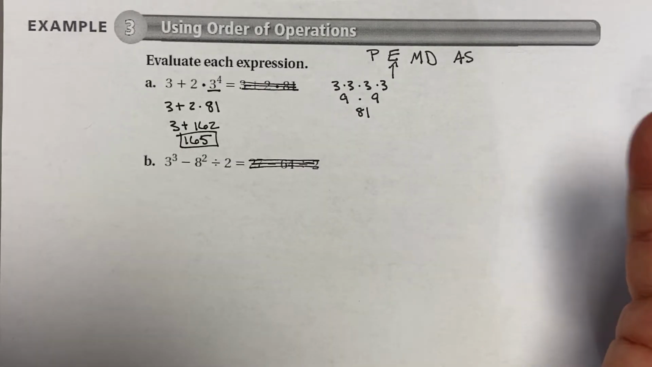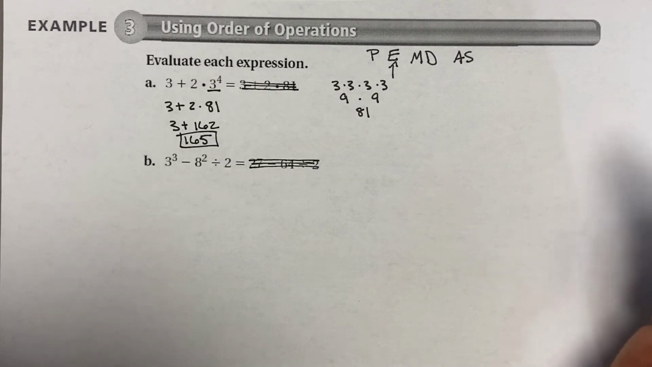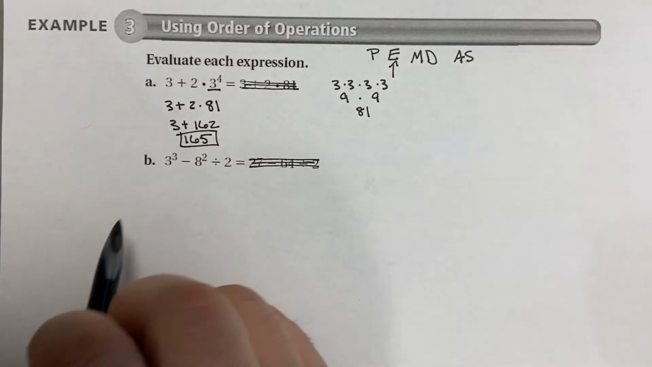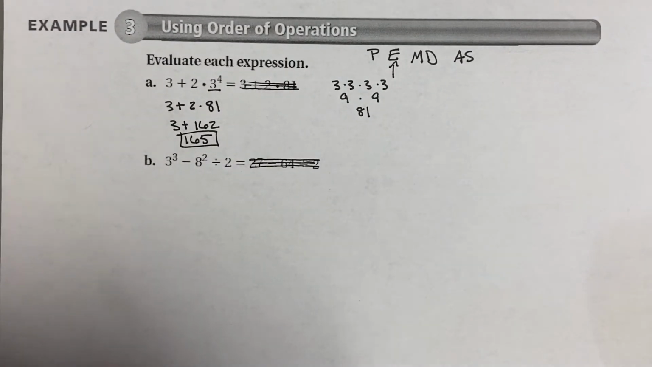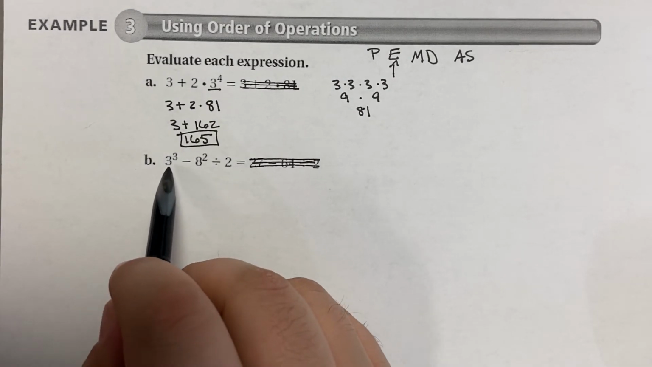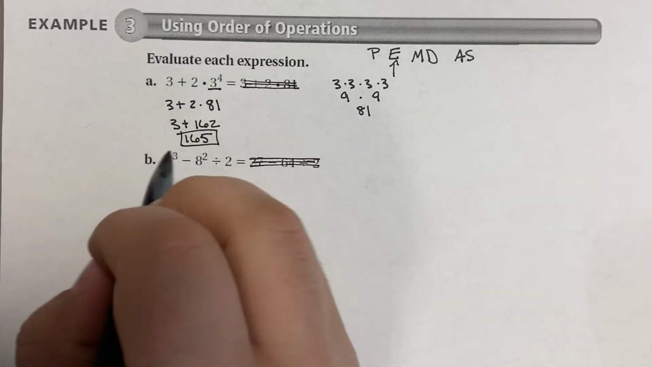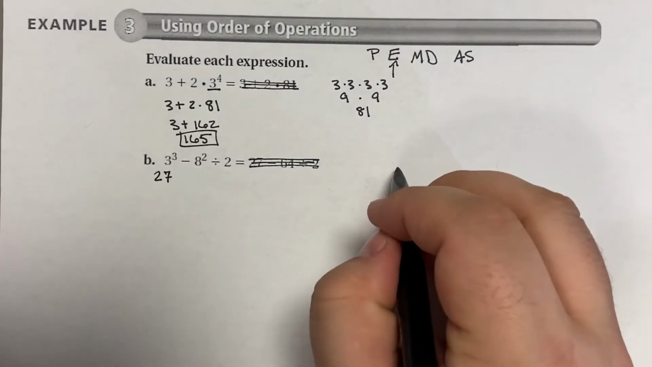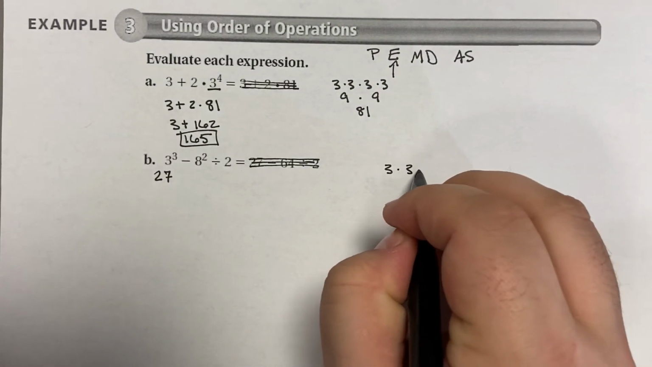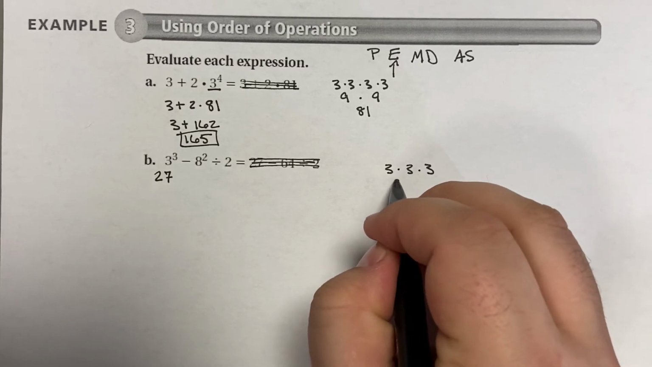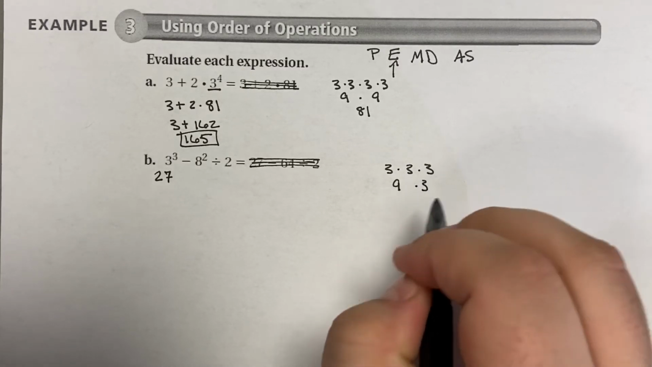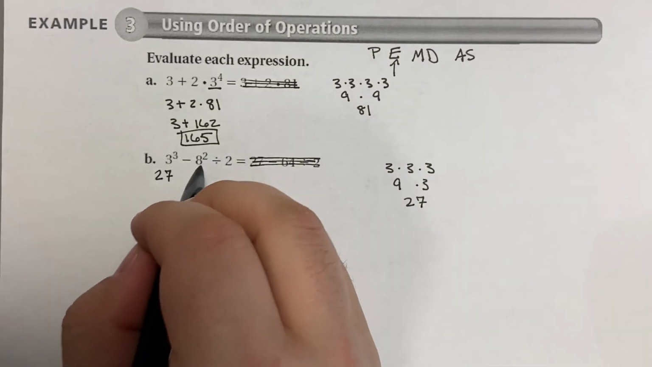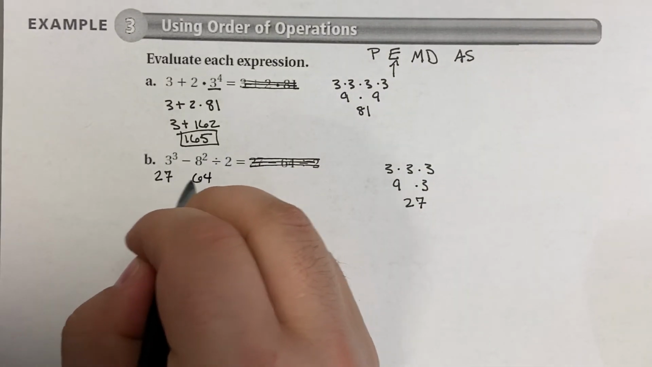Now, if there's multiple exponents, we actually do them at the same time. We still wait to do the division. We still wait to do the addition, the subtraction here. But we're going to go ahead and do the exponents at the same time. So 3 to the 3rd is the same as 27, and that's because we have 3 times 3 times 3. 3 times 3 is 9, times 3. 9 times 3 is 27. And then 8 squared is 64.